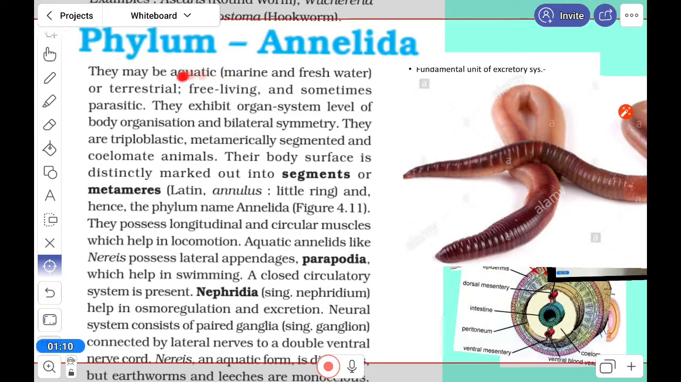They may be aquatic, marine or freshwater, both are available. I mean in the sea, and also in ponds and rivers, or terrestrial forms are also available. They can be free living, which means they can stay outside the host body, and parasitic also, which means they can stay inside the host body. They exhibit organ level of organization, that means they are forming the organ system.